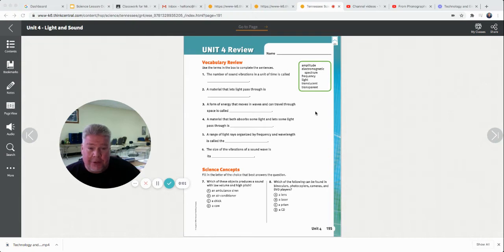Do everything we've learned this unit in Unit 4, and tomorrow you're going to have a test. If you will turn to page 195 in your science book, here's what's going to happen. We're going to go over every question in this Unit 4 review. And you're going to be able to write the correct answer down or choose the correct answer in your science book. Tomorrow is your test.